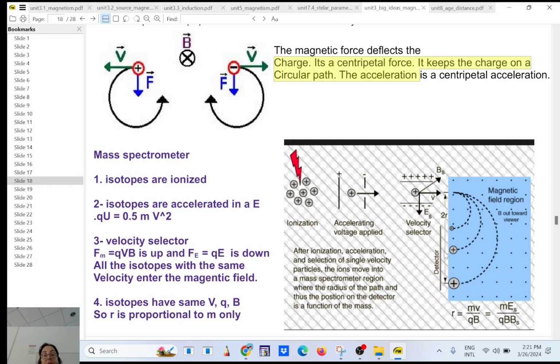You can have a detector that will move up and down, or this way, in this direction. So you can find the mass of the isotope, or you can sort out the isotopes, or you can count the isotopes. Isn't that cool? So in many labs, you're going to have that.